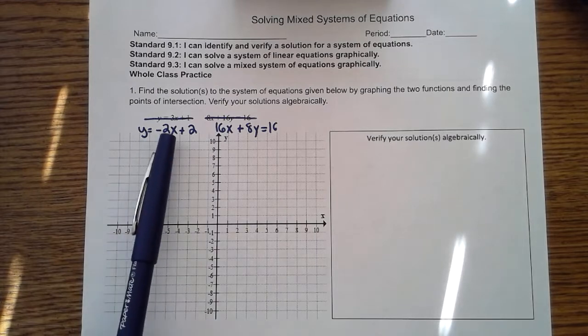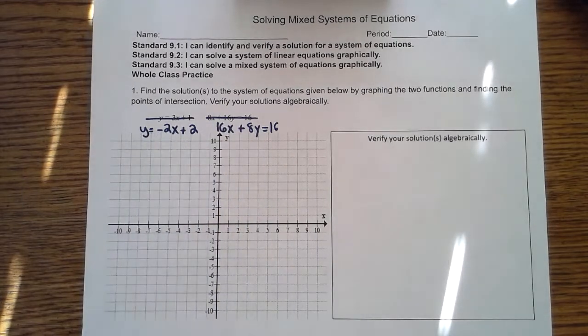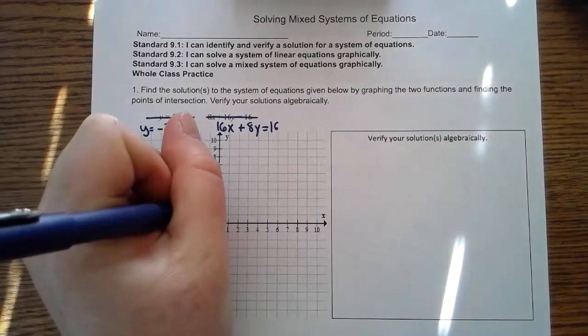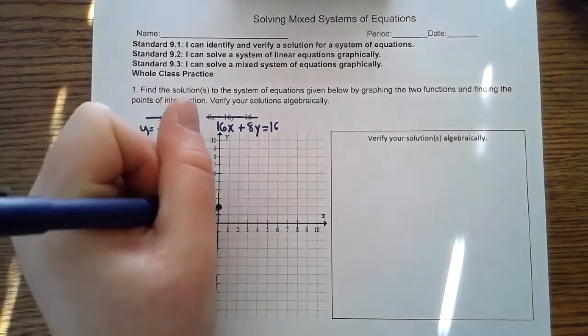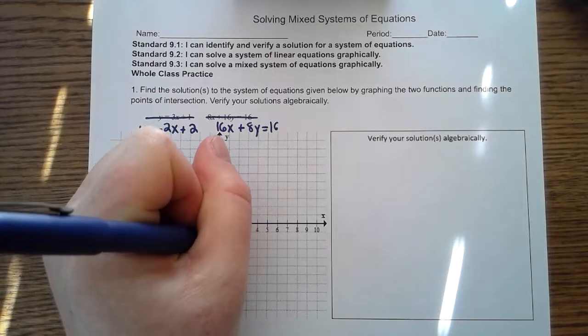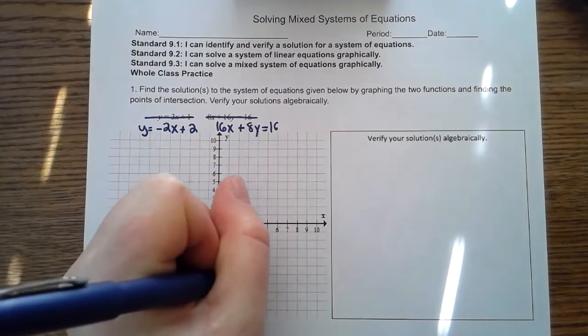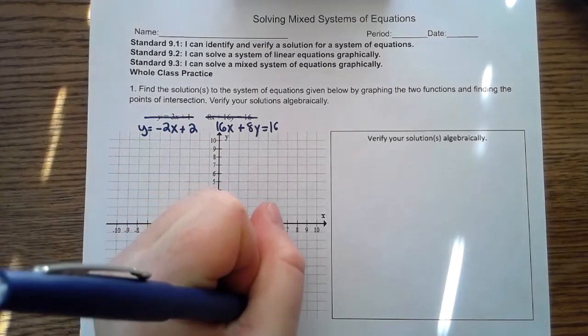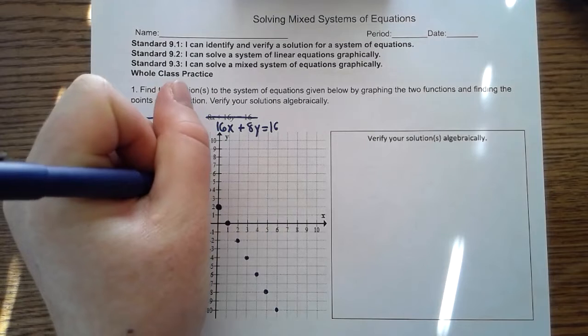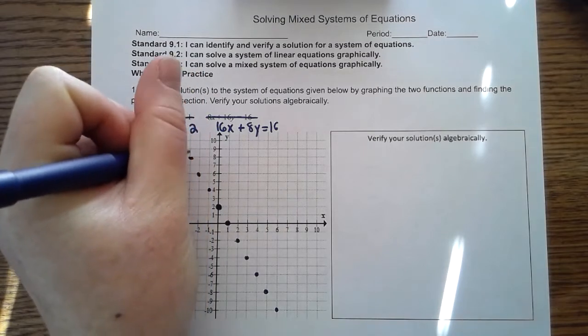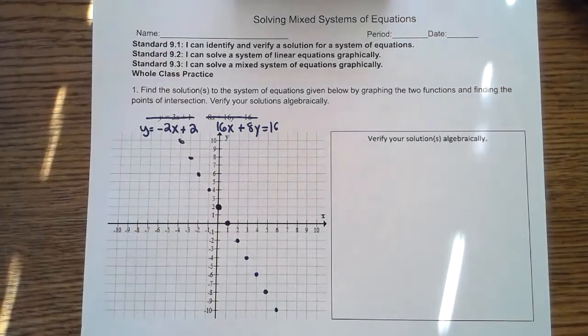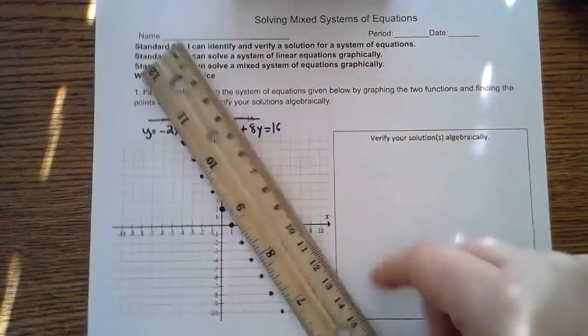Okay, before we start number 1, make sure that your equations match mine. I made a slight edit. So the first equation is y-intercept is at 2. And I'm going to go down 2 over 1. Okay, so I'll draw my line.